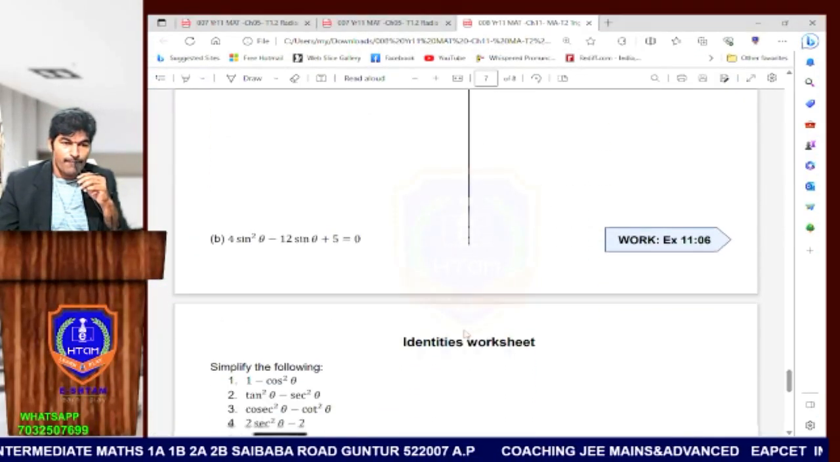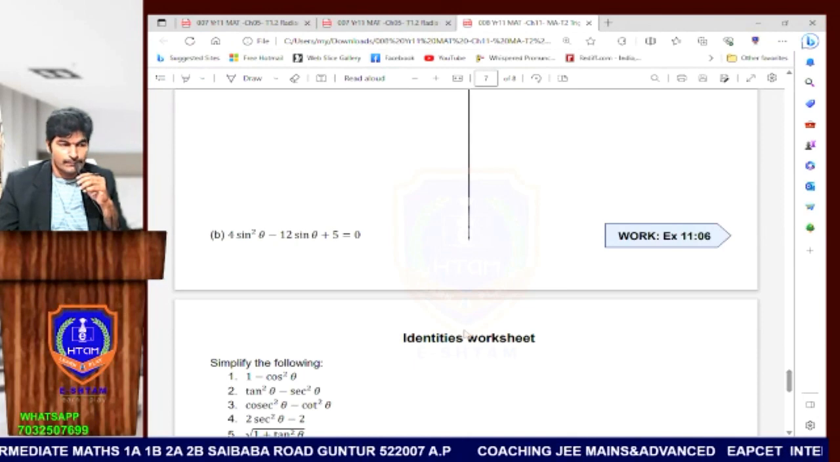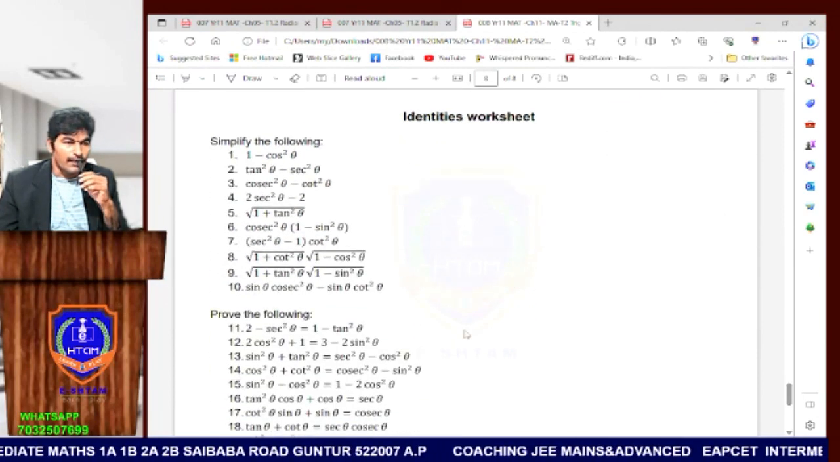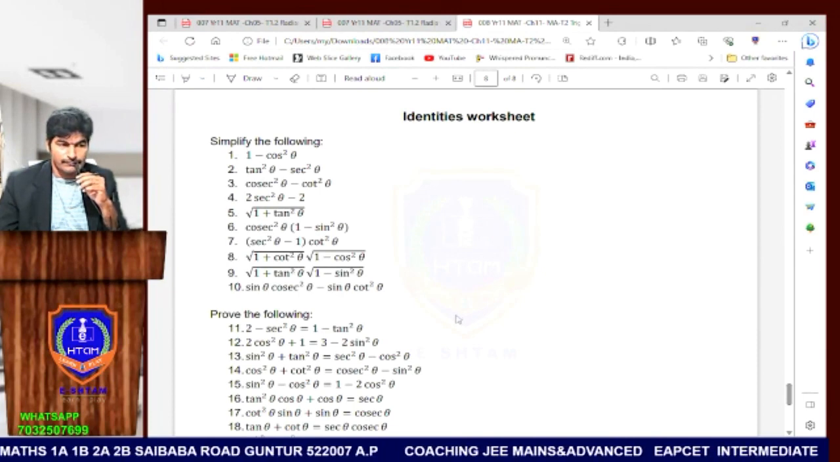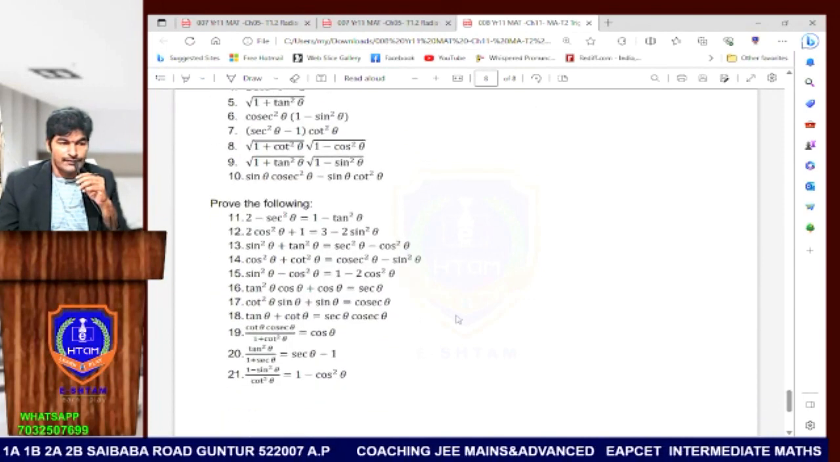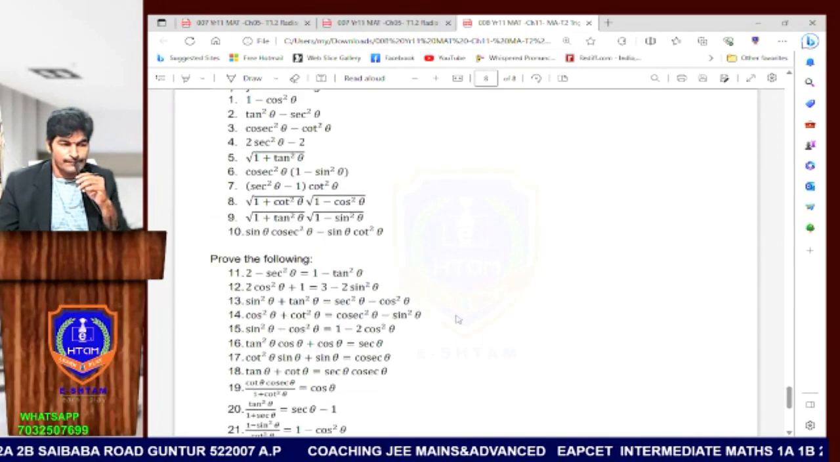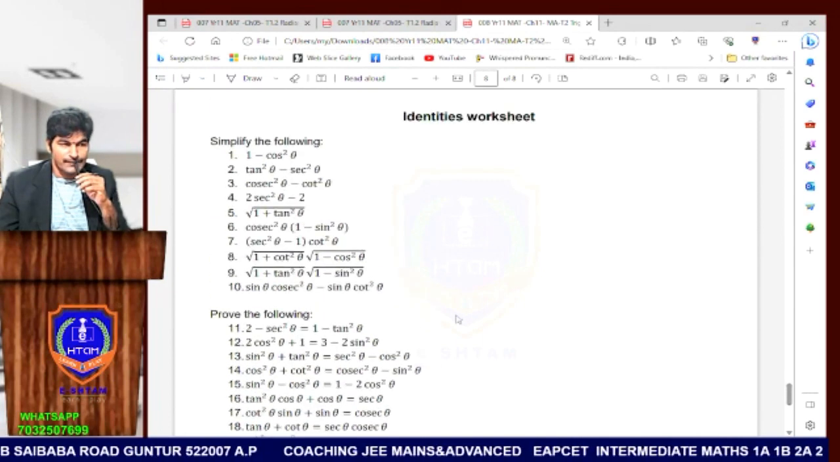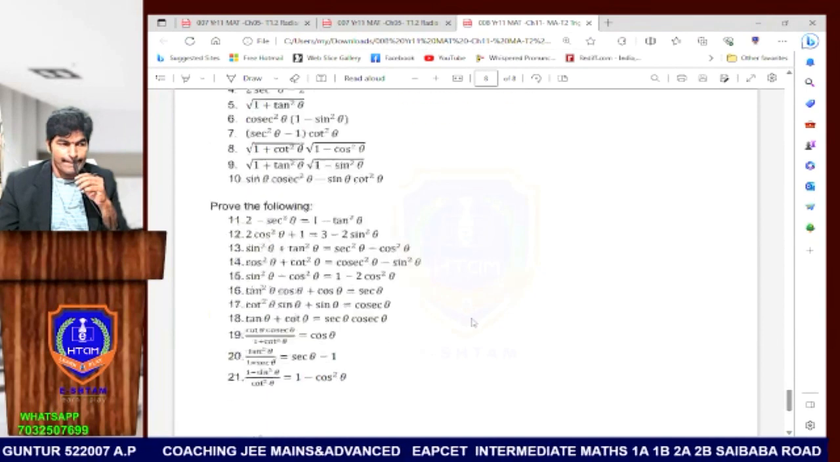Understood? Any doubt? No. Now, identities worksheet. I did the worksheet. This is what I asked you the doubt from. Had you done this? Any doubts in this worksheet? Which question? You explained the 19th one. Which number? 19th one. Okay.